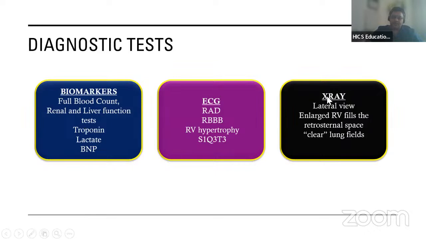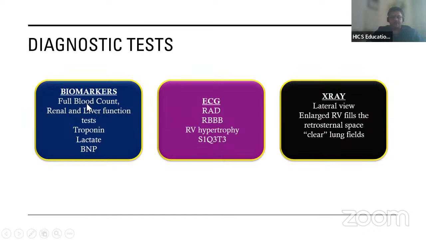An X-ray was previously used, where in a lateral view you can find an enlarged RV filling the retrosternal space, but a hypotensive hypoxemic patient with clear lung fields is probably the prototype of a patient with RV dysfunction. The electrocardiogram shows a right axis deviation with a right bundle branch block and right ventricular hypertrophy. The phenomenon of S1Q3T3 is seen in 40% of patients with RV dysfunction, and this is not exclusive to pulmonary embolism. Even patients with myocarditis and hypoxemic vasoconstriction can present with S1Q3T3 in 40% of situations.